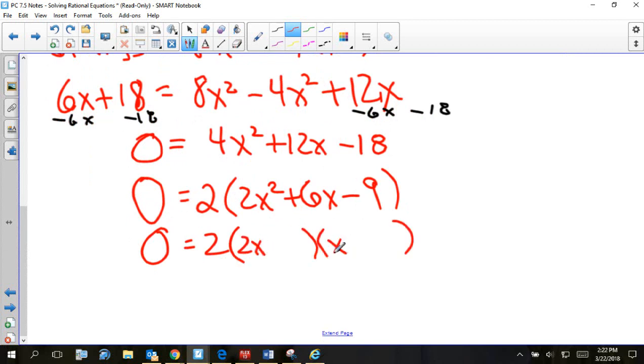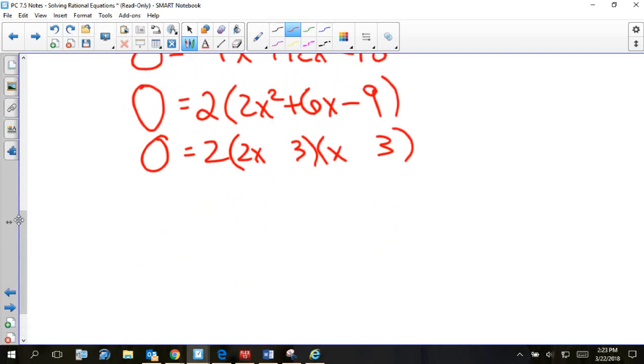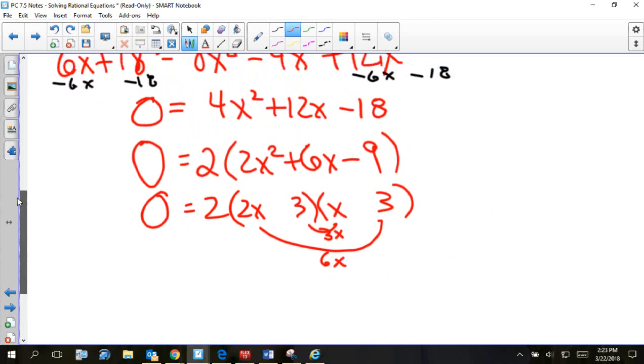I know it has to be a 2x and an x. With 9, it could be a 9 and 1, or it could be a 3 and 3. I'm going to guess 3 and 3. And then when I check it back, multiply these, I'll get a 6x, I'll get a 3x. Is that somehow going to give, oh, that's wrong. I messed up.